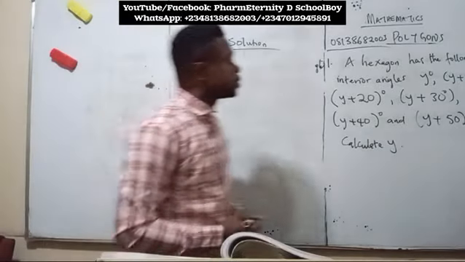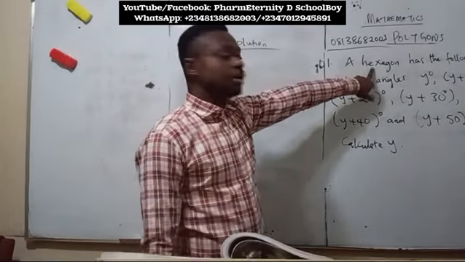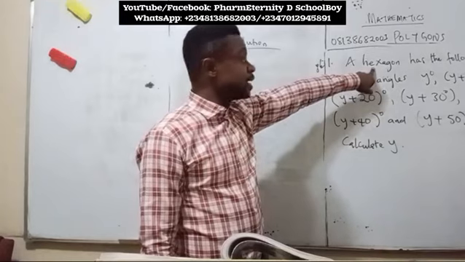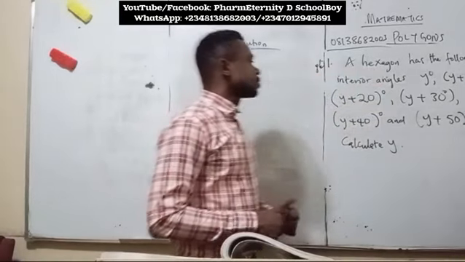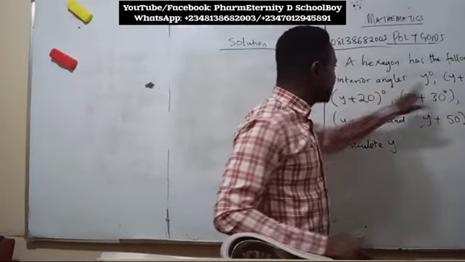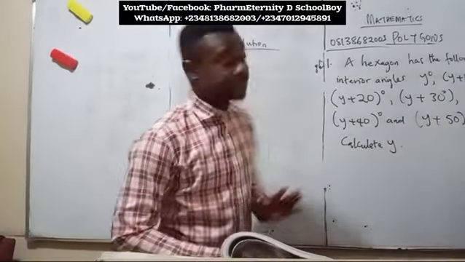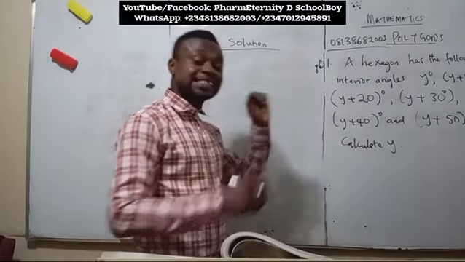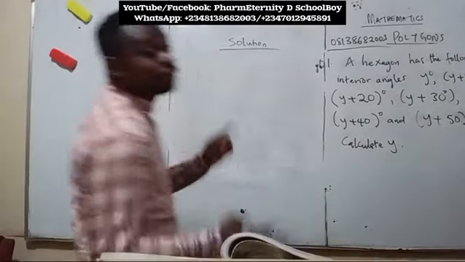First of all, this is a hexagon. A hexagon has 6 sides. Now, these are the interior angles of this hexagon. They are 6 in number: 1, 2, 3, 4, 5, 6. 6 angles, 6 sides. So let's go back to the formula.